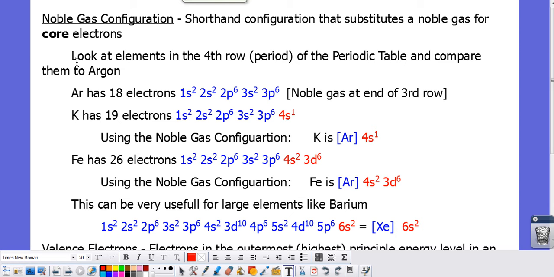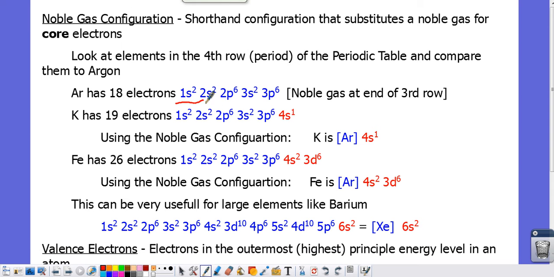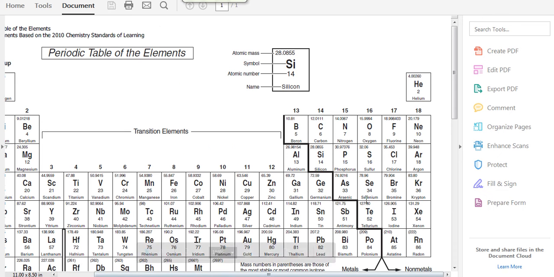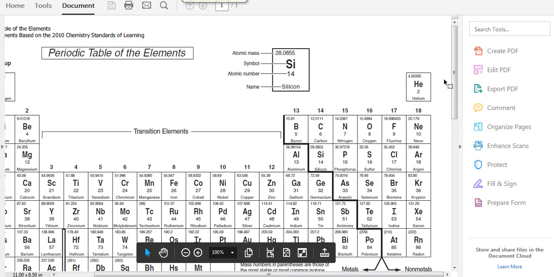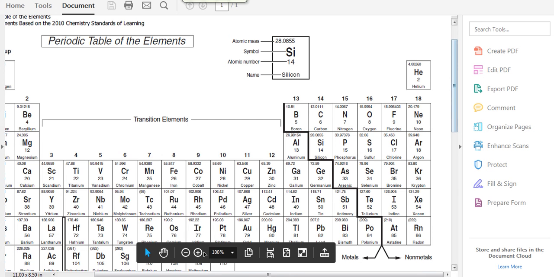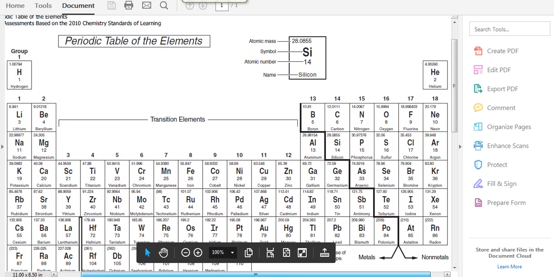Noble gas configurations. Noble gas configuration is a shorthand way. Instead of having to write down everything, you can write down a noble gas to represent a big chunk. So this is the configuration for argon. Notice that potassium has one more electron. Argon has 18. Potassium has 19, so it only has one more electron.